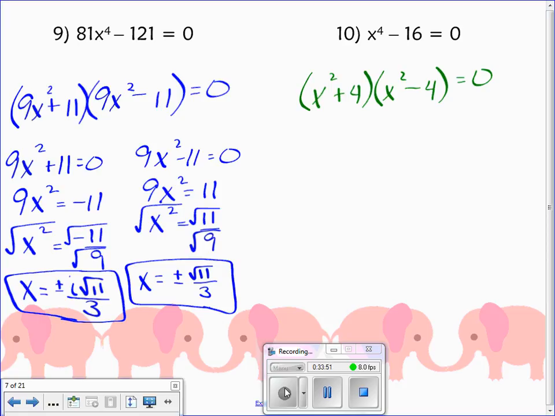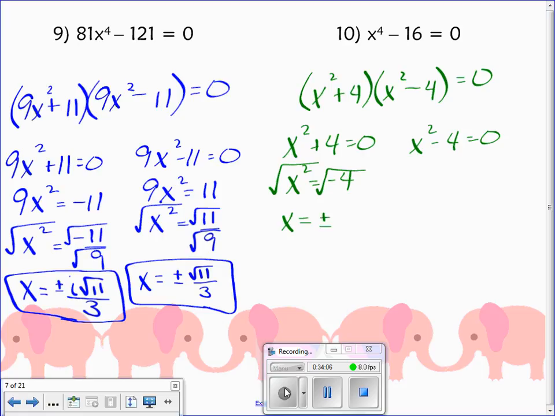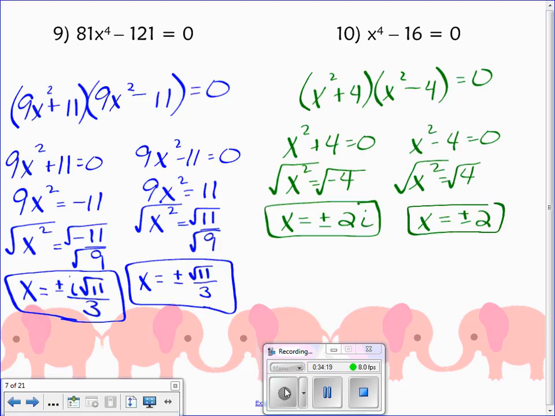Okay? All right, so we set each one equal to 0. And we solve. So we have to subtract 4. And then we take the square root. So x equals plus or minus 2i. And the other one, x squared equals 4, square root, x equals plus or minus 2. Good.